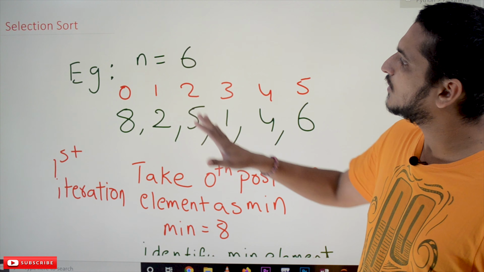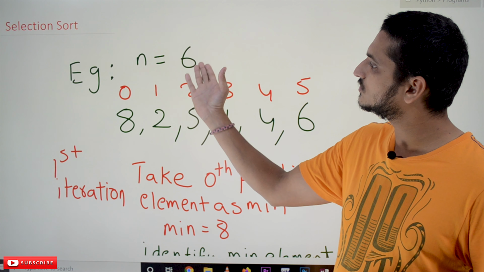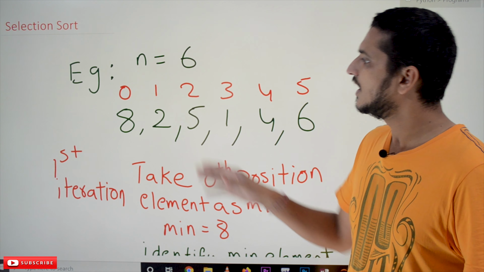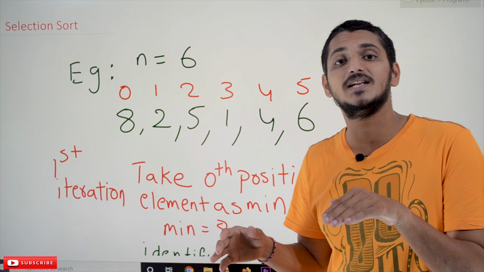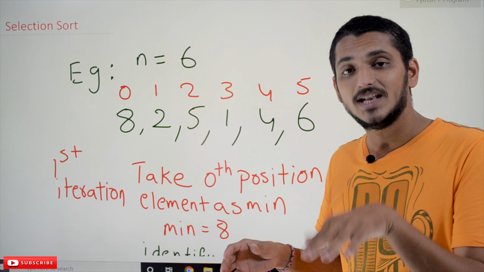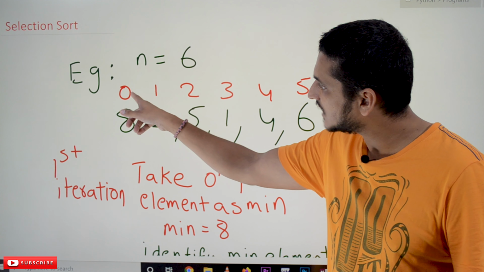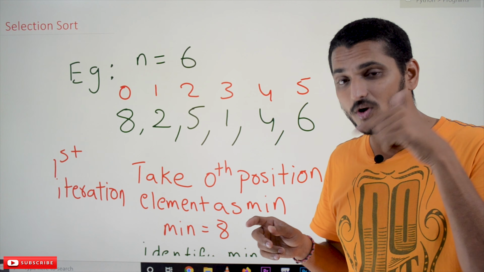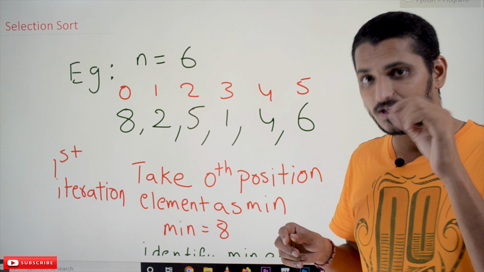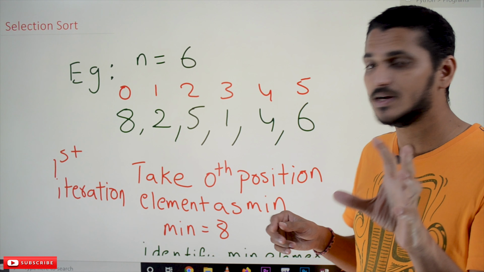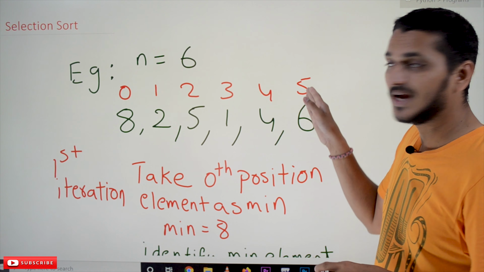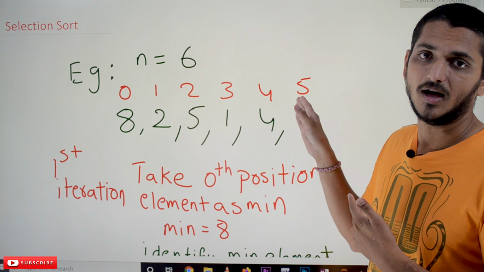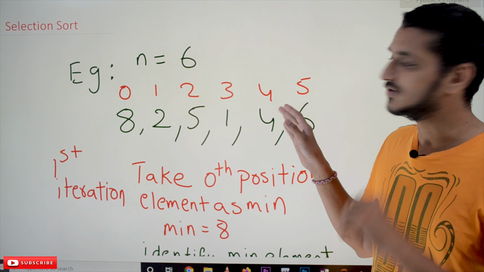Let's take an example. In this example, we are taking n equal to 6, meaning 6 elements are considered and we are placing those elements in a list. In the list we have index values. Index starts from 0, 1, 2, 3, 4, 5. The important point to keep in mind, which is very important to write the logic, is that 6 elements means the last element will be at the 5th position. So based on that we have to write the logic.